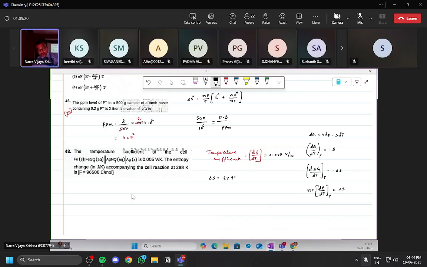So I am taking the n value as 2 into 96,500 into 0.005. I can write it as 5 into 10 power minus 3. So 5 into 2 is 10, and 10 power minus 3 gives 10 power minus 2, into this. So what is that value? Check the answer. 965. Next question.